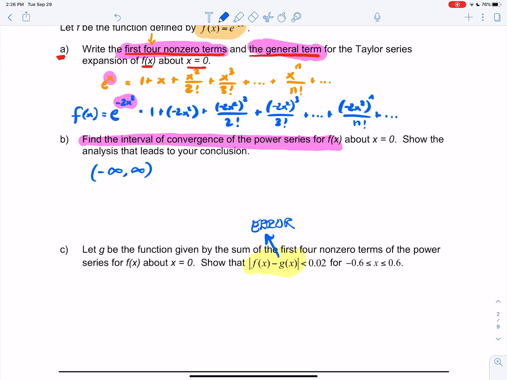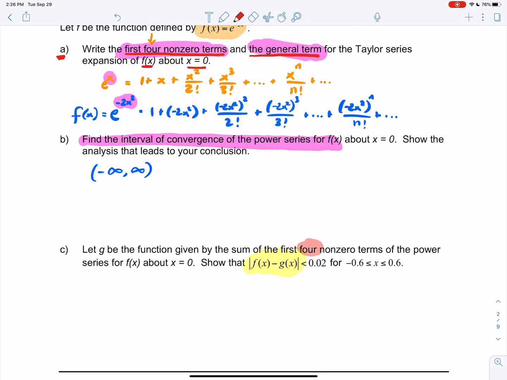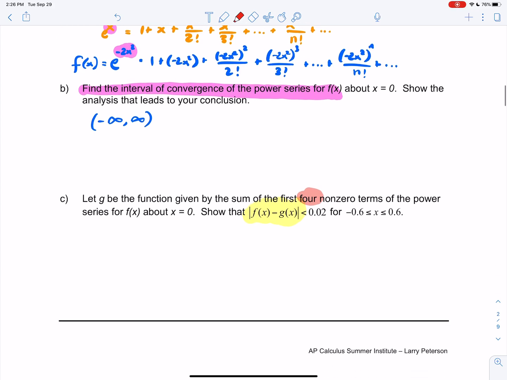So here we go. Let g be the function given by the sum of the first 4 non-zero terms of the power series for f of x. Show that the error is less than 0.02. Here's what you guys do. Because we used 4 non-zero terms, the error, or the absolute value of f of x minus g of x, has to be at most the next available term. So if we used 4 non-zero terms, we have to use the 5th term here.